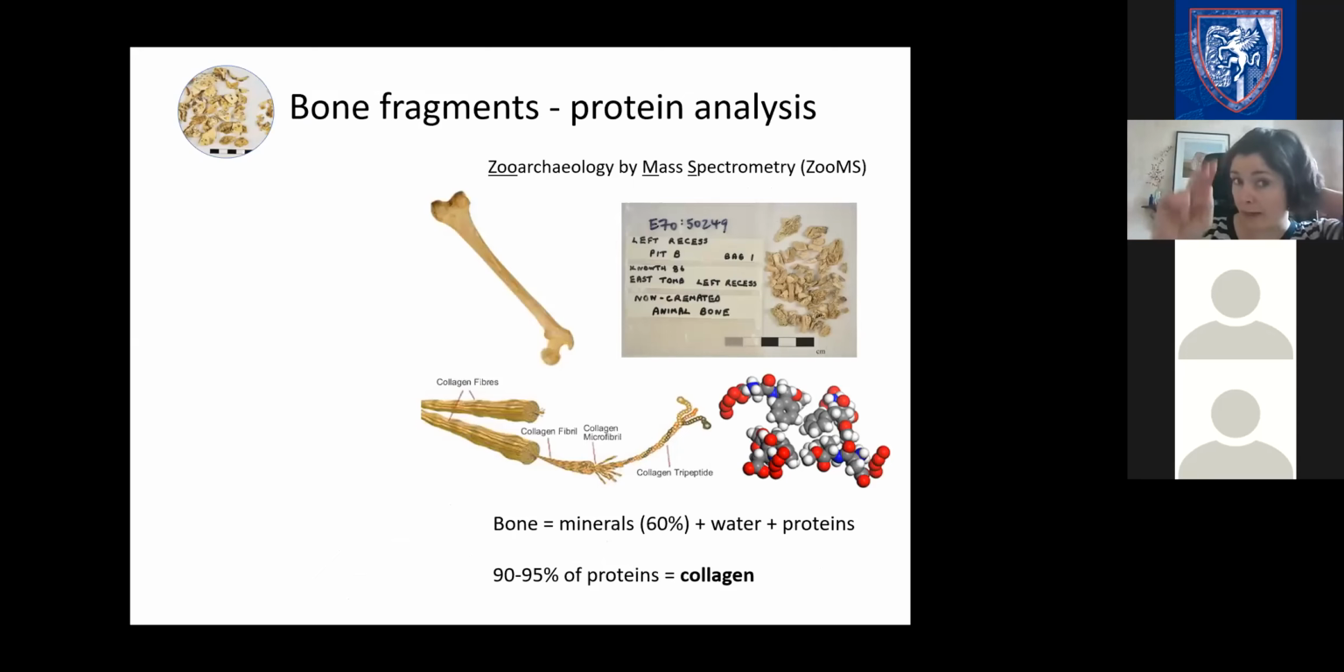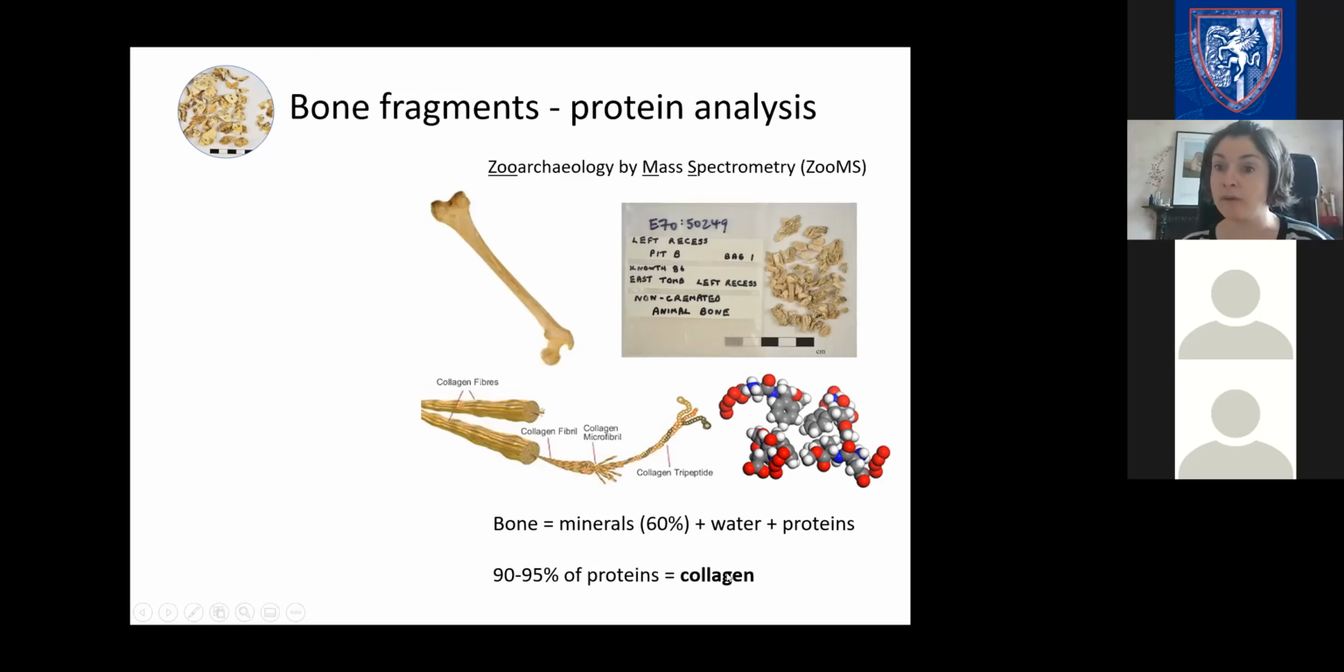So the second strand looks at these bone fragments and proteins. And again, just to give you a bit of general background into bone structure. Bone is made up of minerals, water, and proteins. Most of it is the mineral structure, but a smaller percent, about 30% or so, is made up of proteins. And of that, most of these proteins are collagen, okay?